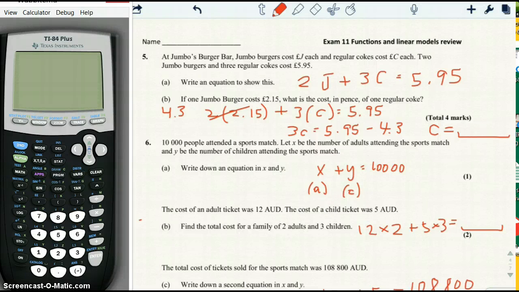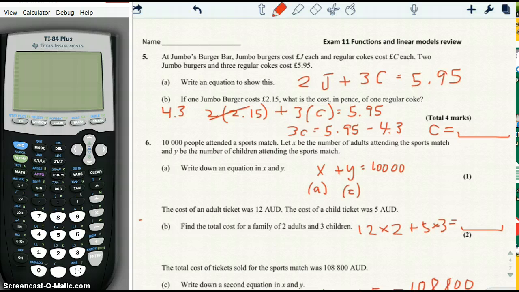Okay, finishing up the solutions. Number 5, at Jumbo Burgers bar, Jumbo Burgers cost J pounds each, and regular Cokes cost C pounds each. 2 burgers and 3 Cokes cost $5.95. Write an equation to show this.